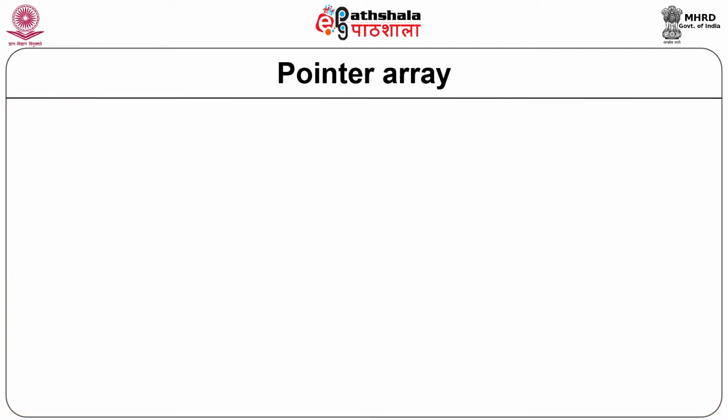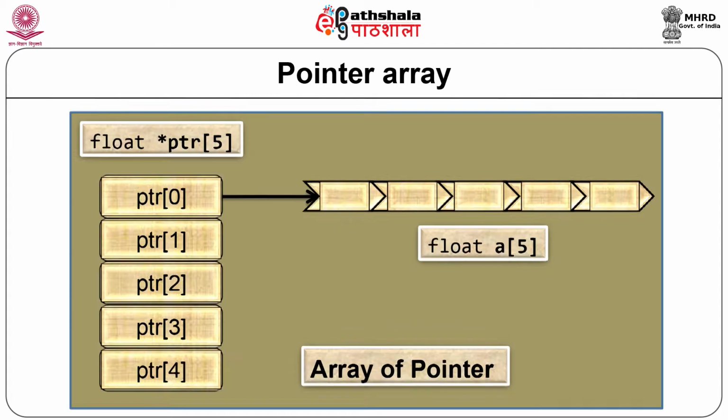Let us see pointer array. A pointer array is an array of pointers. We can store pointers, that is, addresses of memory, in the array. You can see in this slide there are 5 different pointers indexed from pointer 0 to pointer 4. So, pointer 4 means the fifth element.